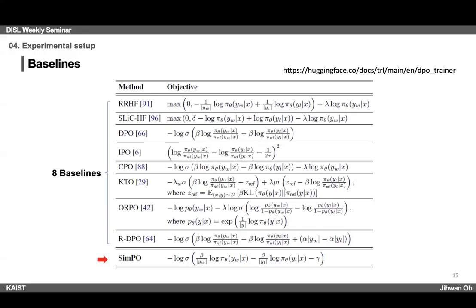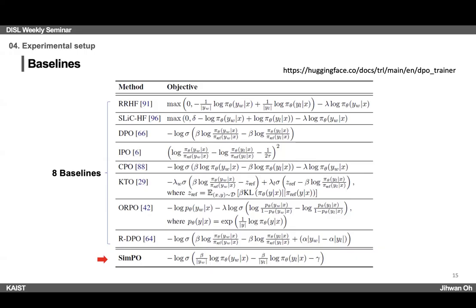For example, RRHF and SLiC-HF, which are based on response-level reward filtering, and DPO, which is one of the most widely used reference-based methods. And other variants, such as IPO, CPO, KTO, ORPO, which are built upon the DPO formulation with additional regularization or KL constraints. So each method has its own objective formulation, typically involving log likelihood terms for the chosen and rejected responses.